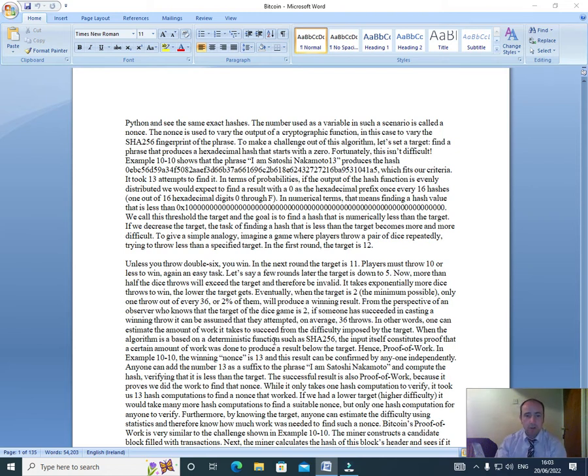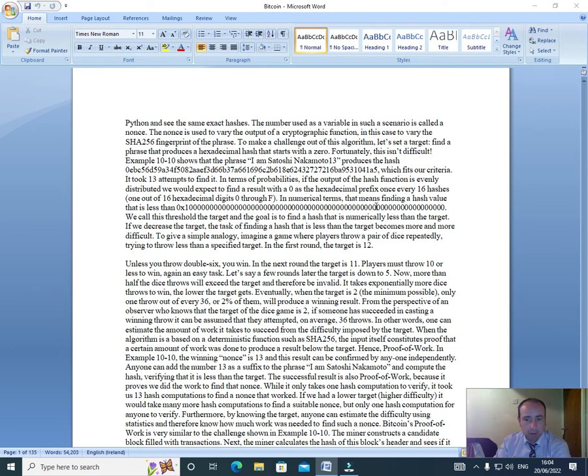To make a challenge out of this algorithm, let's set a target: find a phrase that produces a hexadecimal hash that starts with zero. Fortunately, this isn't difficult. Example 10-20 shows the phrase "I am Satoshi Nakamoto 13" produces a hash which fits our criteria. It took 13 attempts to find it. In terms of probabilities, if the output of the hash function is evenly distributed, we would expect to find a result with a zero as a hexadecimal prefix once every 16 hashes, one out of 16 hexadecimal digits, 0 through F.